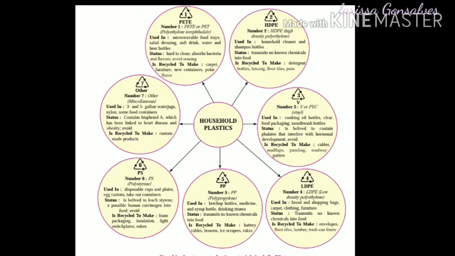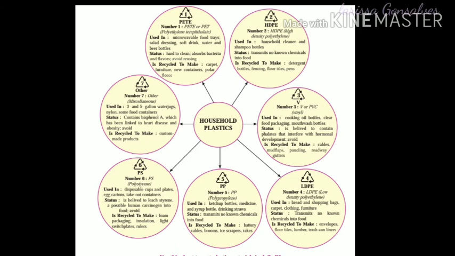Third plastic is V or PVC, that is vinyl. It is used in cooking oil bottles, clear food packaging, and mouthwash bottles. Its status: it is believed to contain phthalates and it interferes with hormonal development, so we need to avoid it. If you recycle PVC, it can form cables, mud flaps, panclean, roadway gutters, etc.